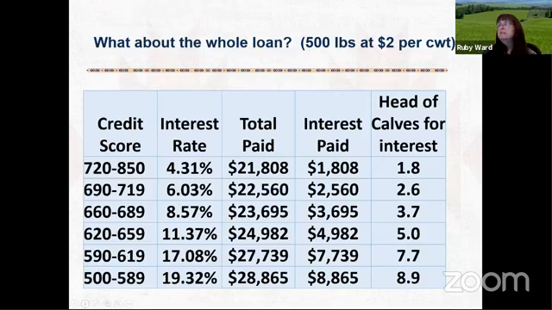So this is for the whole loan. And the reason I brought this one up is because for the whole loan, it could be almost 2 calves versus almost 9 calves just for the interest part. So that's in addition to paying for the item that we're borrowing money for, but we're going to have to pay an additional 2 calves up to 9 calves, depending on our risk.